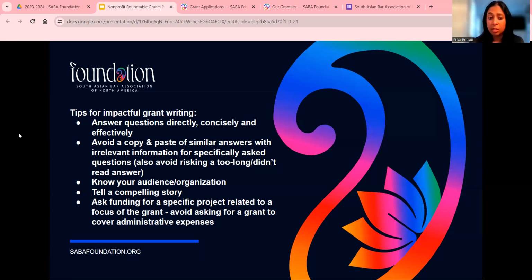Know your audience and your organization. So through this presentation, we're hoping that you have a better sense, if you didn't already, of what the foundation does, and what the two grants are that you can apply for. You can also take a look at the website that has more information. So weave all of what you've heard today and what you see on our website into your drafting of the application and answering the questions. Going back to point one, tell a compelling story.